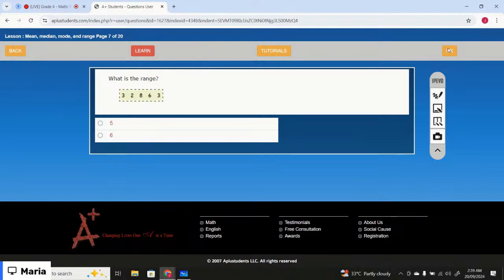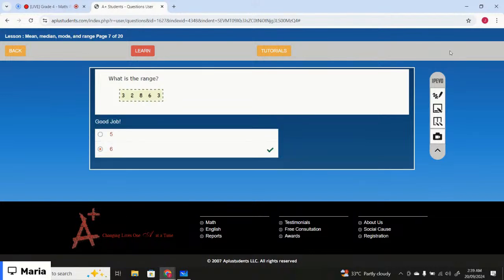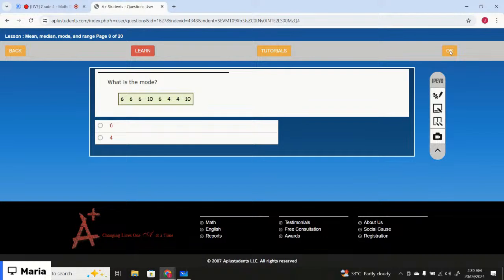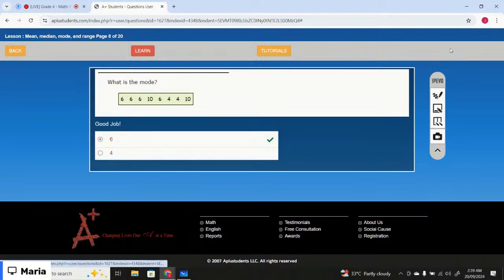What is the range? Range is the difference between the greatest and the smallest value in the given data. So 8 minus 2 is 6. Option number 2 is the correct option. What is the mode? Mode is the number that appears the most in the given data. So that is 6. You can see the 6 appears 4 times in the data. So the correct option is 6.